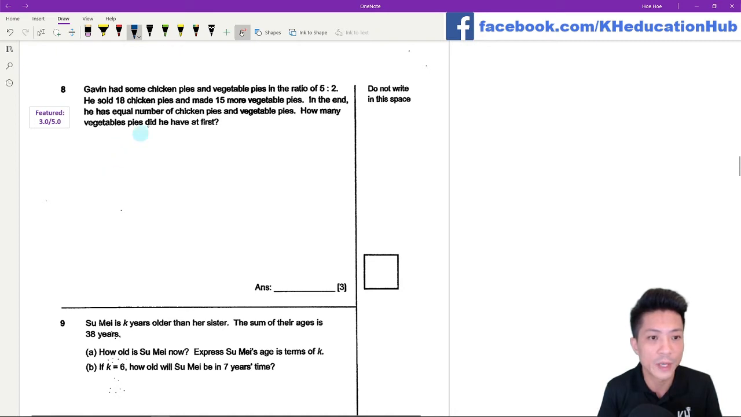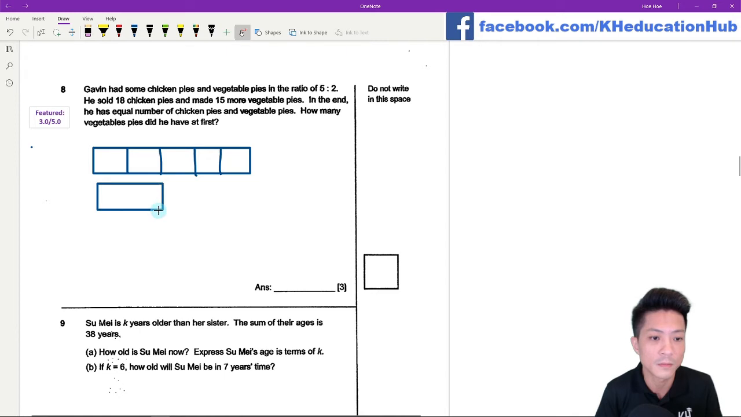Okay, in this question, you can draw a model, so let's draw a model. I'm going to draw the chicken pie first. 5 units. Let me cut it up into 5 units first. And I'm going to draw the vegetable pie, which is 2 units. This will be chicken pie, this will be vegetable pie.